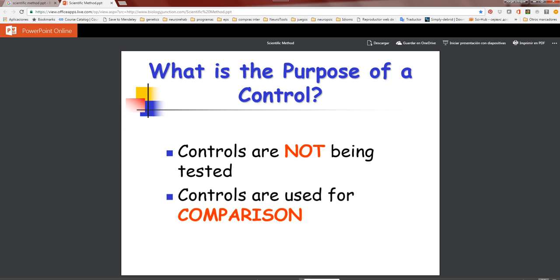So the factors that you are going to control are control variables. What is the purpose of having a control? Well, controls are used for comparison and they are not being tested. So you are not going to affect that variable. Actually, this is the one that is going to make you compare in order to draw final conclusions.